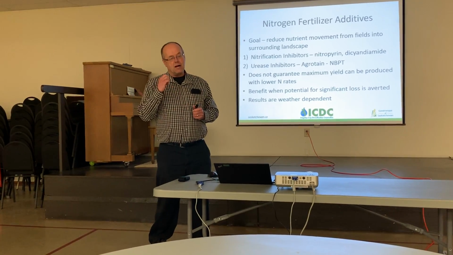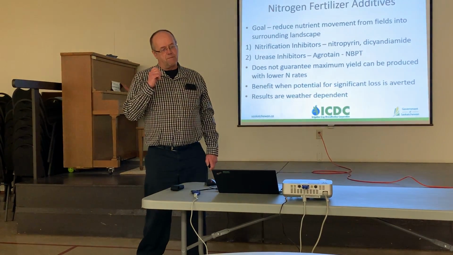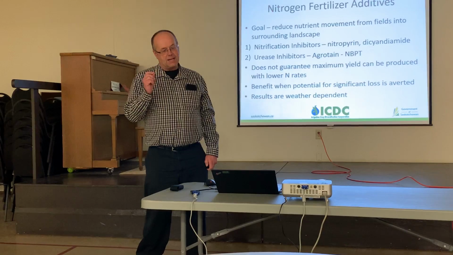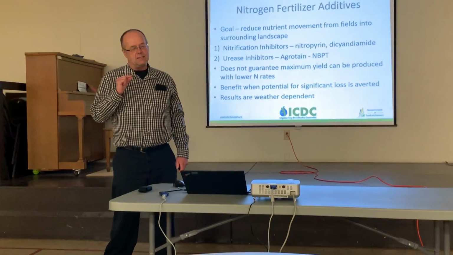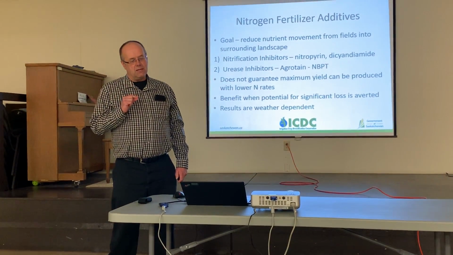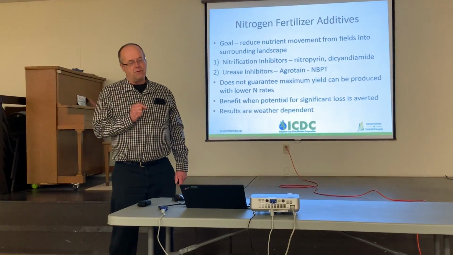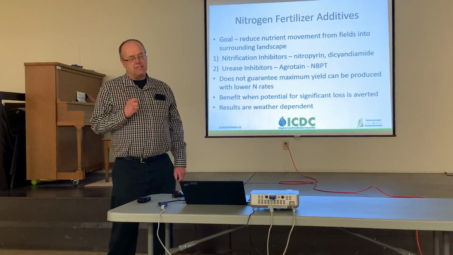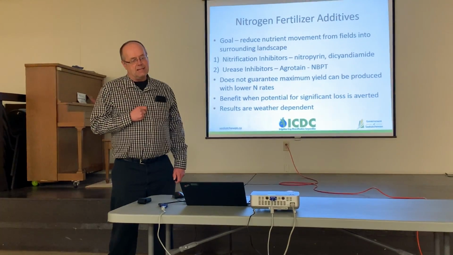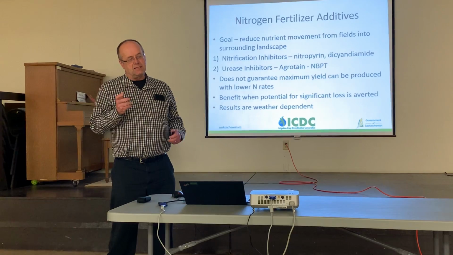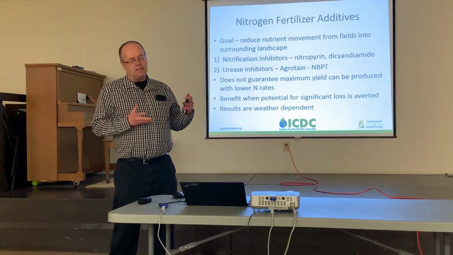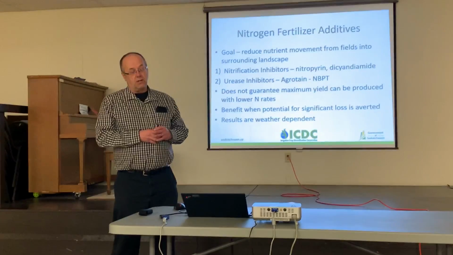And there's basically two kinds of additives that are used. One is a nitrification inhibitor. There's two of those. And then there's urease inhibitors, which, like Agrotain, is the most common one. And what that does is reduces the risk of volatilization losses of urea.